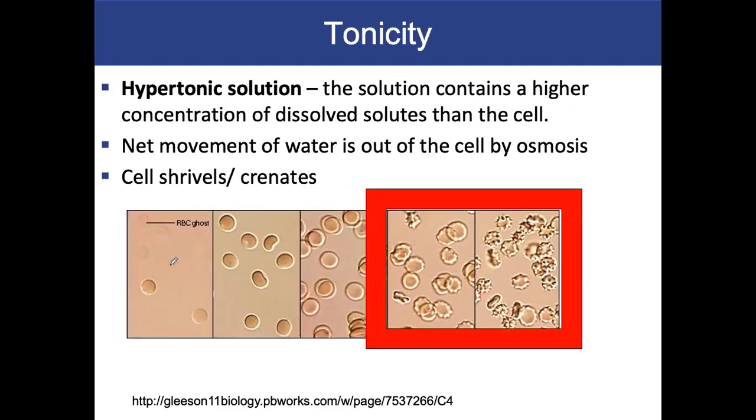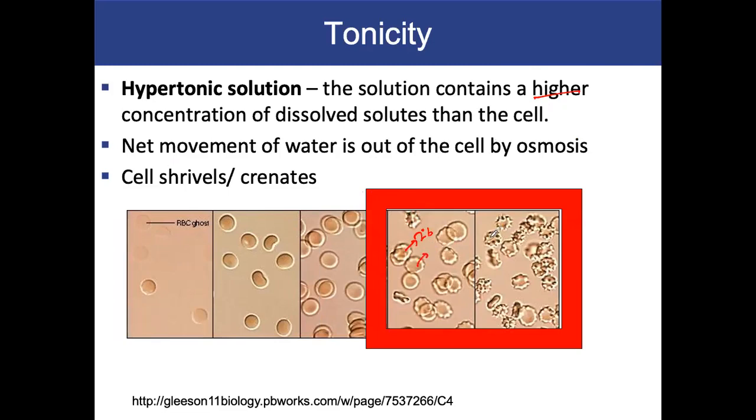A hypertonic solution means a solution has a higher amount of particles in it than the cell. So the solution has a greater amount of particles than 0.9%. Water is going to move out of the cell, and so the cell is going to shrivel or crenate, right? So a hypertonic solution, let's do 2%, would be hypertonic, right? Red blood cell is 0.9, so water is going to leave the red blood cell and go into the solution.